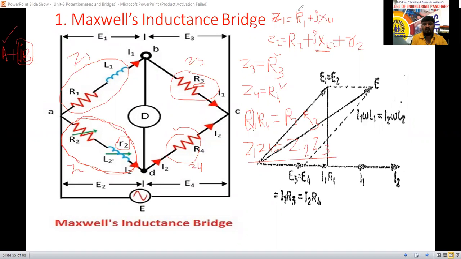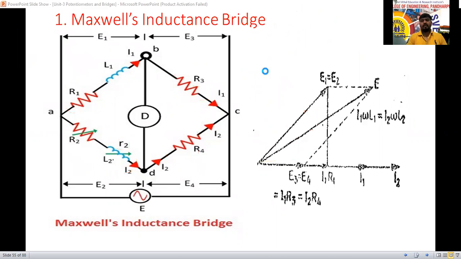Here Z1 is there. You substitute this Z1 value here, Z2 value here, and Z4 value here, equal to Z2 is here, Z3 is here now. Then we'll get the other equations. I will show the next slide. I have already written here.